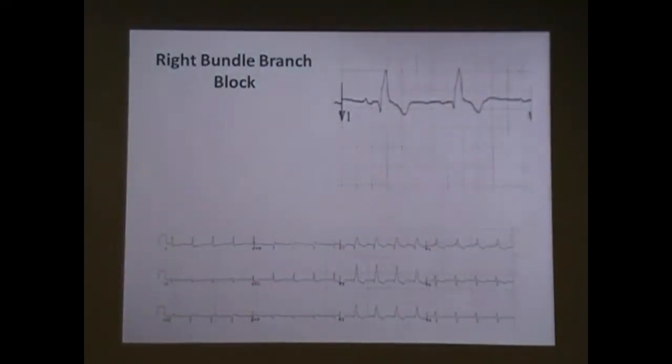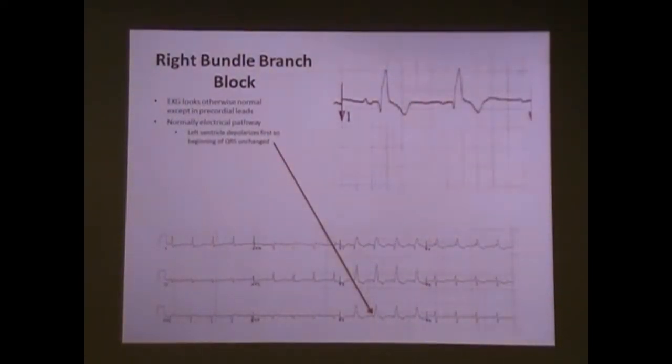Okay? Right bundle branch block. The EKG looks otherwise normal except in the precordial leads. So we can see here it looks nice and normal in lead 1, 2, all the way down the left side of the EKG. But as we get into the precordial leads 1 through 6, you have a widening of the QRS. Because it normally depolarizes this way, it looks more normal. It's just a widened QRS complex.